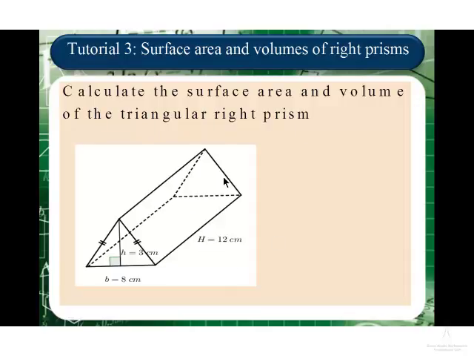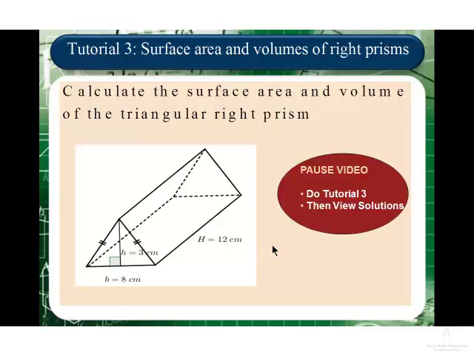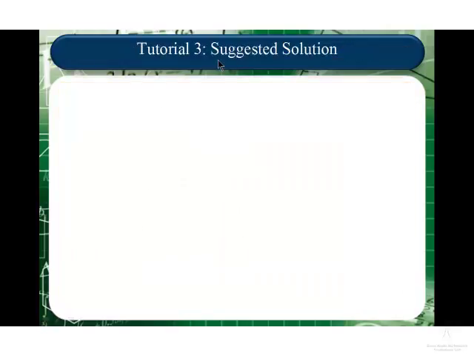Here we have the triangular right prism, and it is given that the triangular base has the side length B equal to 8 centimeters, the vertical height h as indicated 3 centimeters, and the distance between the base and the top of this triangular right prism is capital H equal to 12 centimeters. At this point in time, I suggest that you pause the video, do tutorial 3 and then come back and view the solutions. Let us have a look at the suggested solution for the problem in tutorial 3.